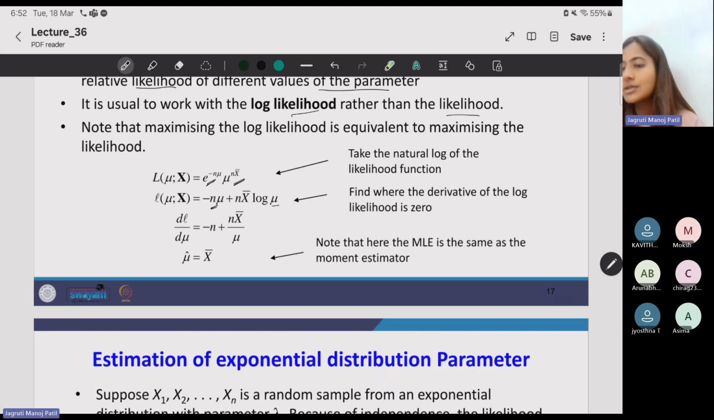So what you do now, with respect to the mean, you take the derivative. So this would be mu. Oh, sorry, mu you take it. So this would be minus n, and this would be n x bar divided by mu. Okay. So then you get that these particular values are the same.